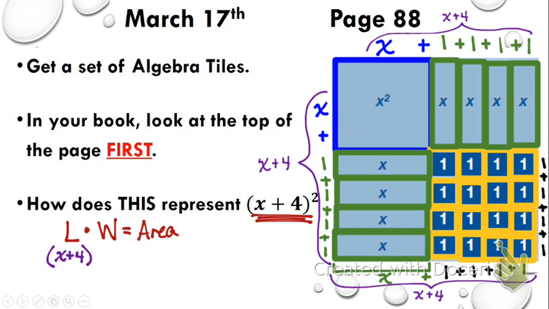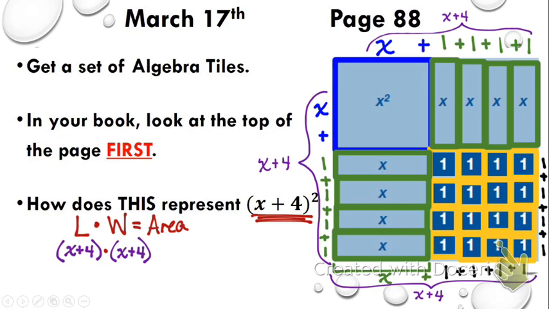If I look at the width of this rectangle, it is also x plus 4. And I'm multiplying those together. Where did the squared come from? Because you're multiplying it by itself, you can just put squared. Yes. These two are exactly the same, 100% identical. If I take something and I multiply it by itself, it is that thing squared. So I would have x plus 4 squared. So far, so good?